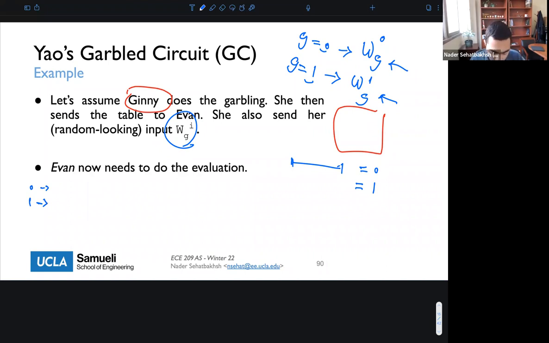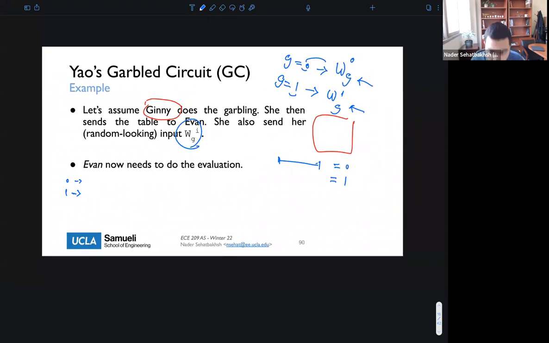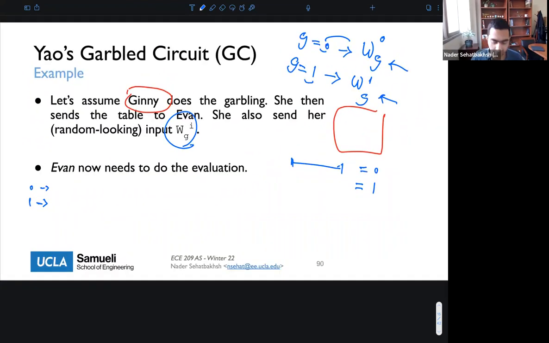And the important thing is that, for the next phase and the next phase, she's going to create a new set of random looking labels.